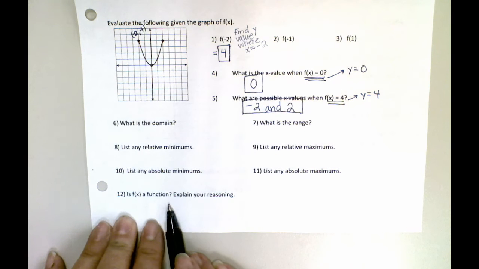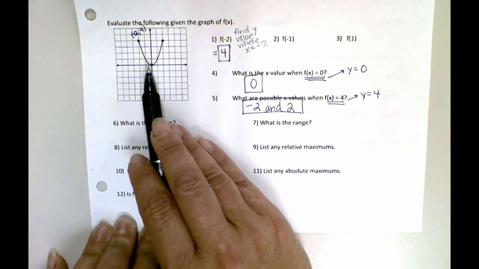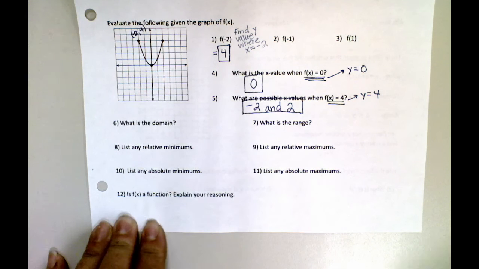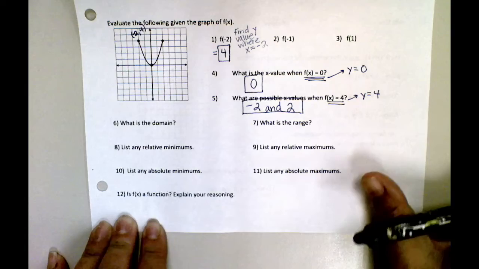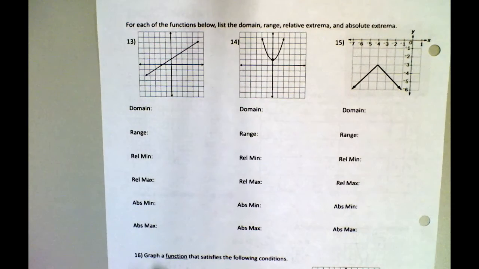12 is pulling from earlier in the unit. It says, is f of x a function? Explain your reasoning. So you are deciding, does this graph pass the vertical line test or not? And you're explaining. On the back, more review.